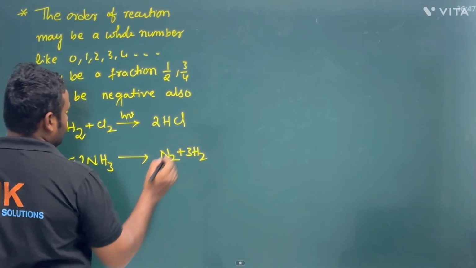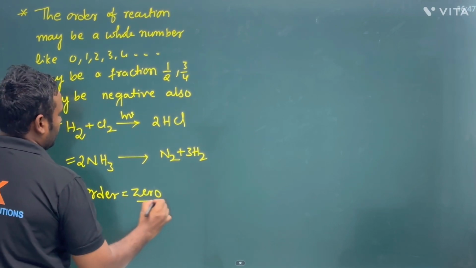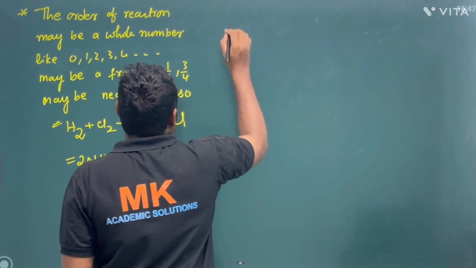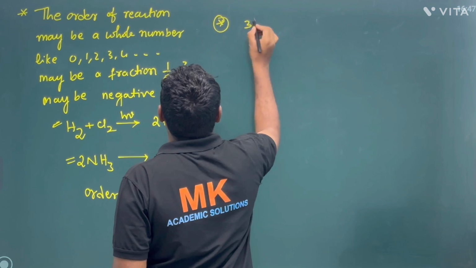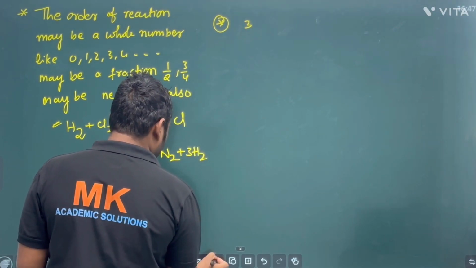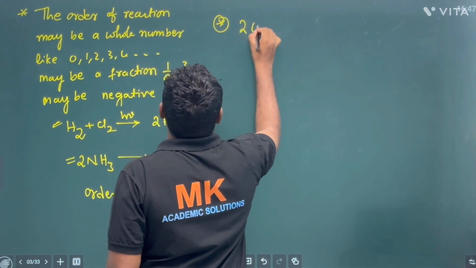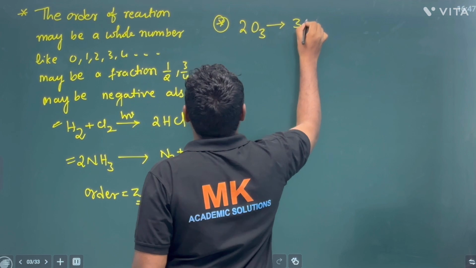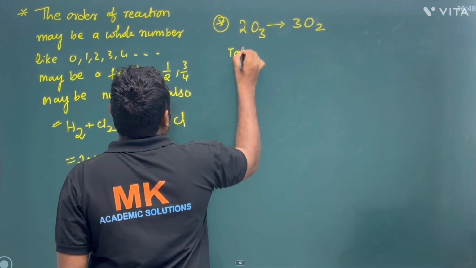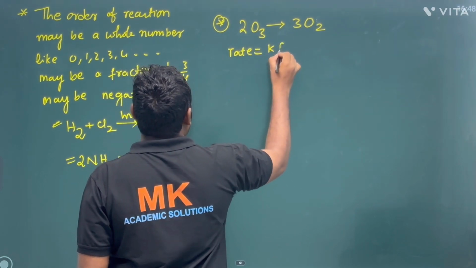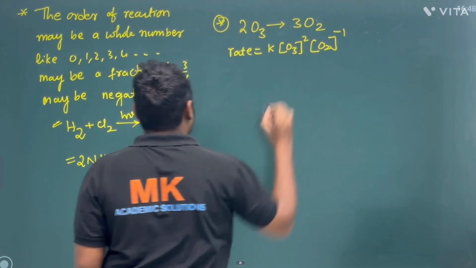So here, what is the order of these reactions? Order is equal to 0, zero order reactions. And you take one more example, the decomposition of ozone: 2O3 gives rise to 3O2. So here rate is equal to K into [O3] square, [O2] power minus 1.